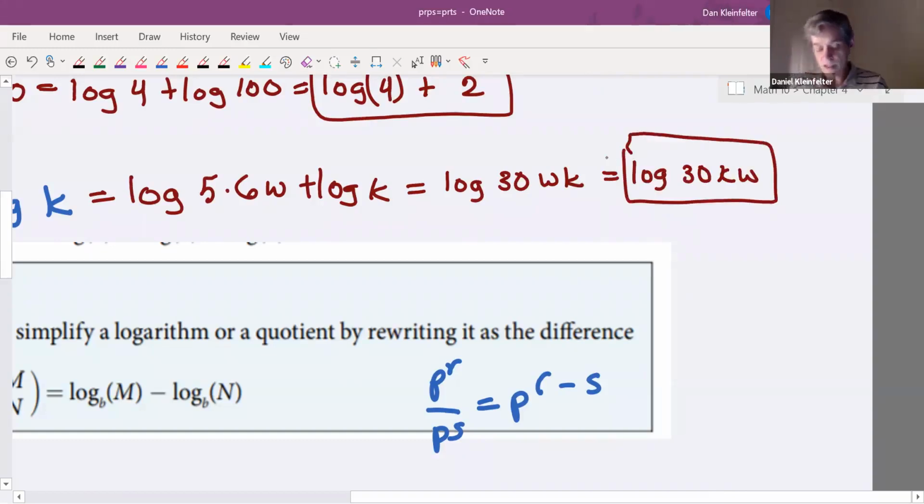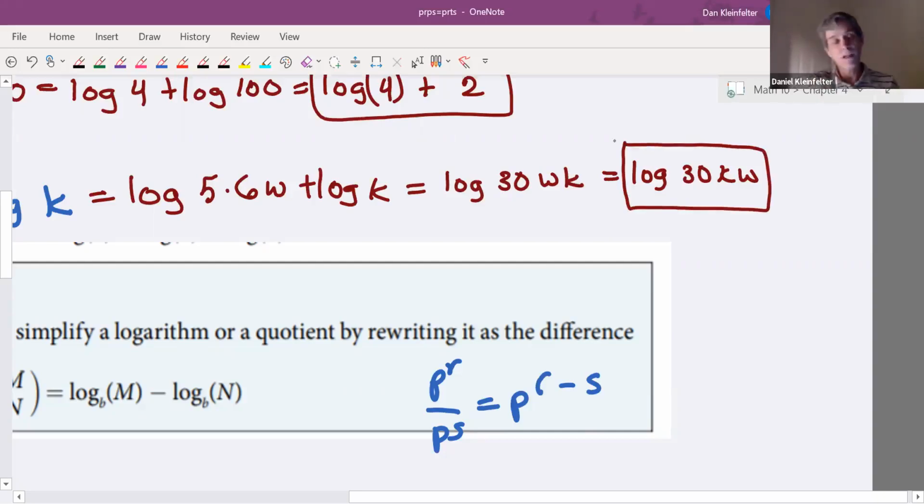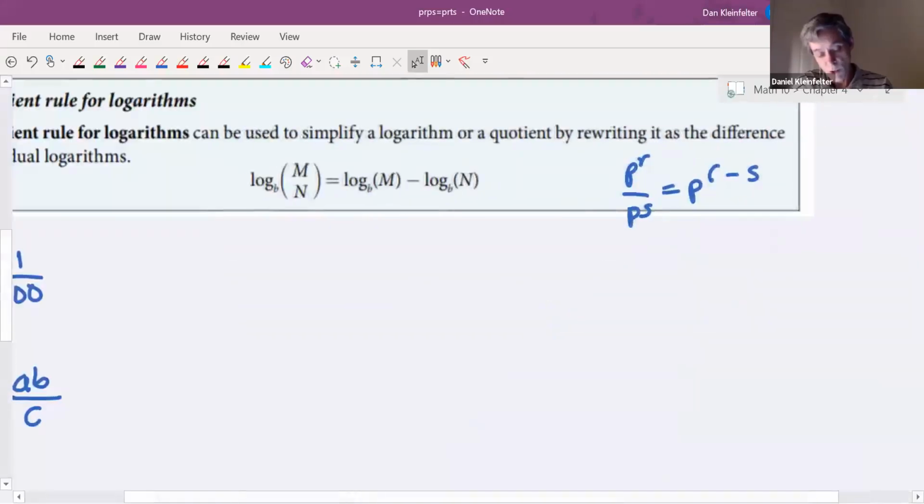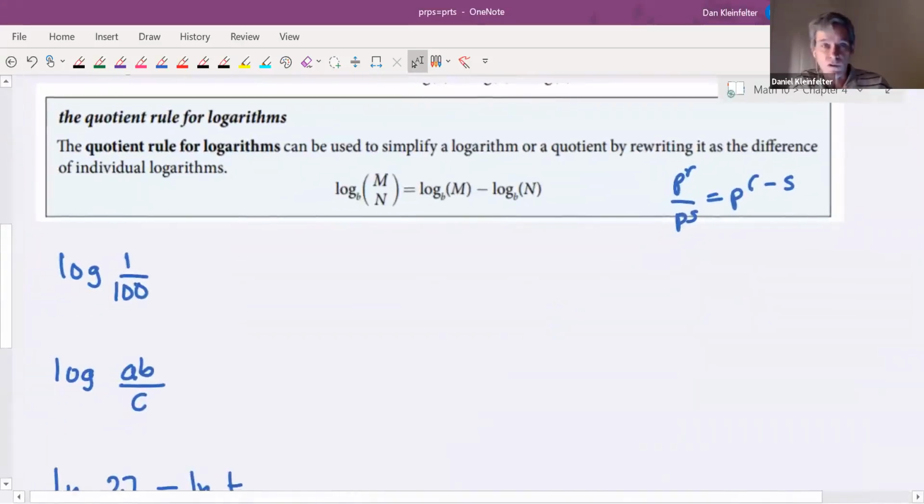All right, so this rule says that if you have a logarithm of something times something, a product, then you can turn that into the sum of two logarithms, and that's the product rule. Okay, we have a quotient rule for logarithms next. This is the second out of the two rules.